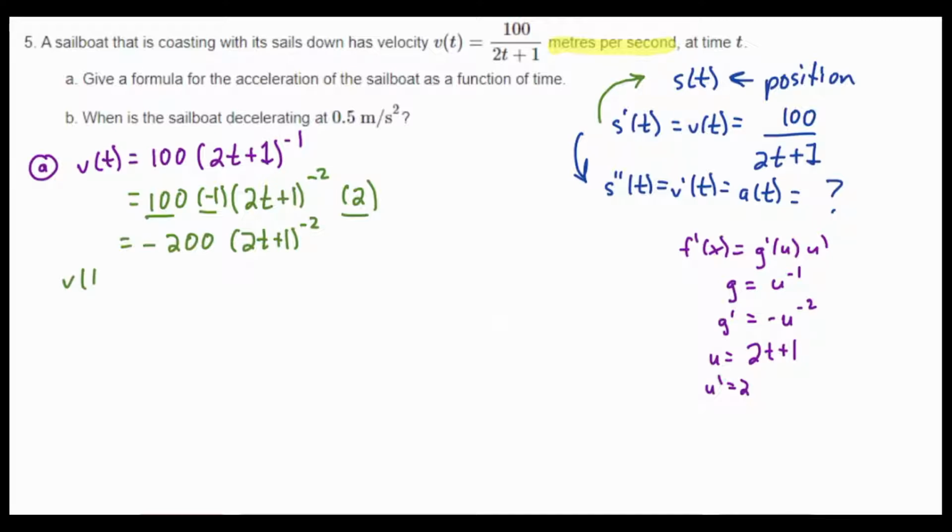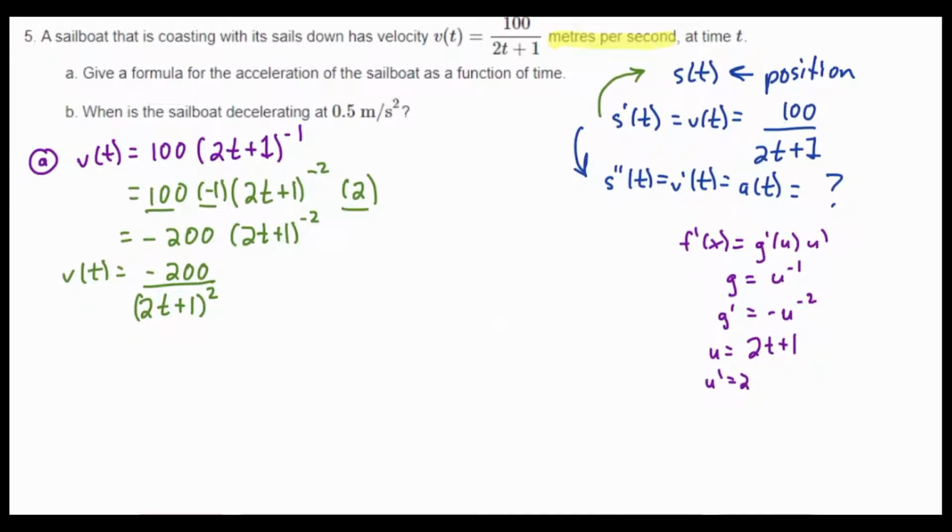So we're going to say that our velocity is equal to negative 200, use up that negative to bring it to the bottom, 2t plus 1 squared. So it's a little not nice because it's a rational function, but no part of that was particularly difficult. And now that we have the function, we can go ahead and use it. Question A just said give the formula. We didn't have to evaluate or solve for anything here. So A is done. It just asked for the formula.